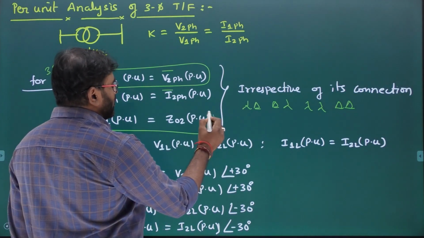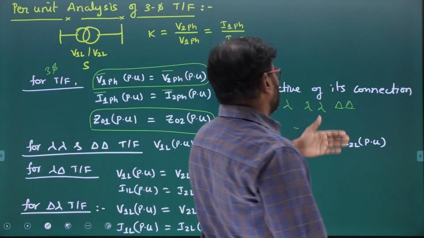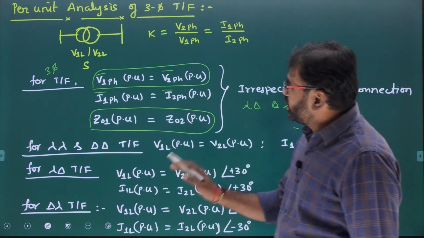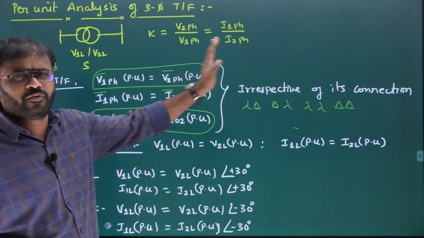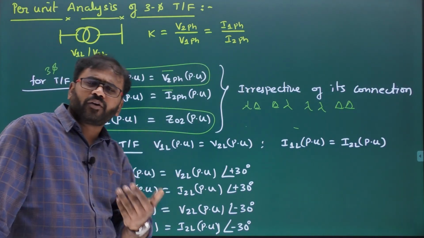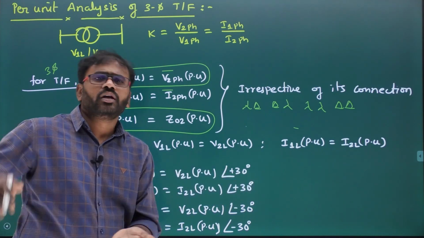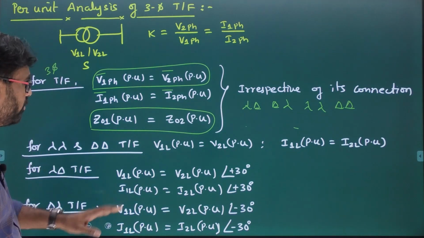Z01 per unit and Z02 per unit are always the same, no matter whether it is star delta, delta star, star star or delta delta connection. But when you see the line voltage in the primary and line voltage in the secondary, there exists a relation with the phase voltage primary and phase voltage secondary, correct or not? Apart from that, line voltage in the primary, line voltage in the secondary, and also line current in the primary, line current in the secondary. But those relations you should be very careful about.